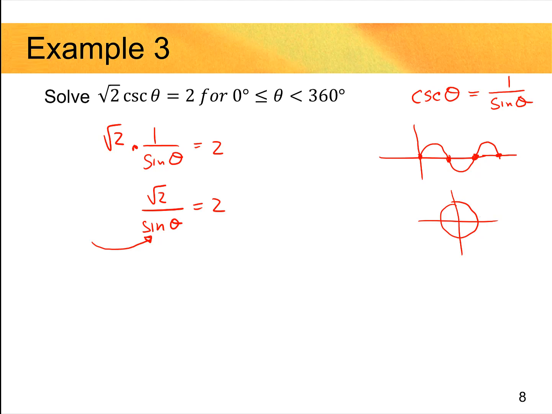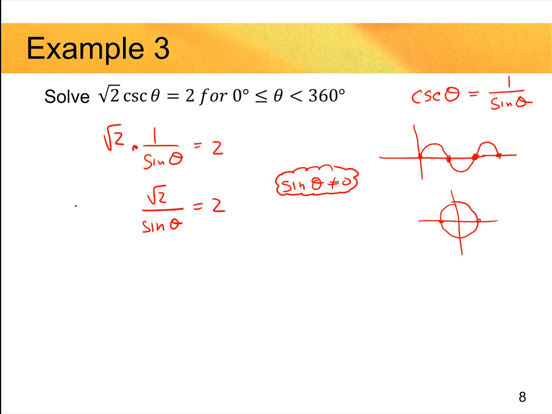So if you get answers where sine theta is equal to 0, we're going to discard those. Off to the side, just to remind ourselves, we write that sine theta cannot equal 0. If we get that as our answer somehow later, we're going to discard those answers. We can't use them. It makes this undefined.